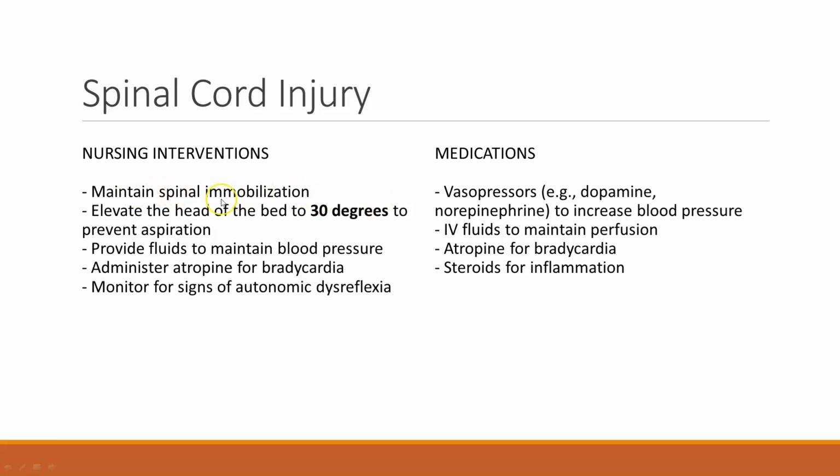Maintain spinal immobilization. Try to keep the head of the bed at 30 degrees to prevent aspiration if possible. Provide fluids to elevate the blood pressure, atropine for bradycardia, and then monitor for signs and symptoms of autonomic dysreflexia, because this can quickly turn into that. Vasopressors, IV fluids, atropine, steroids, we've all talked about. Nothing really changes there.